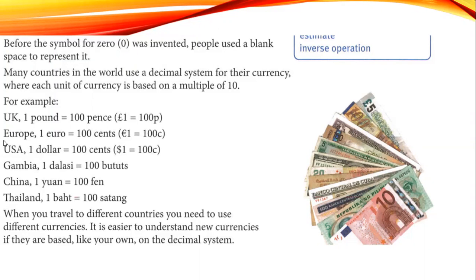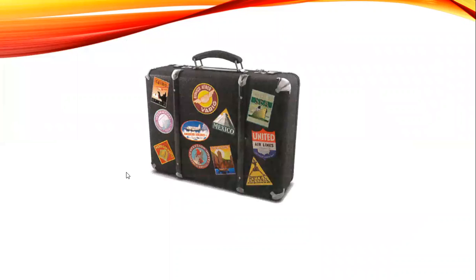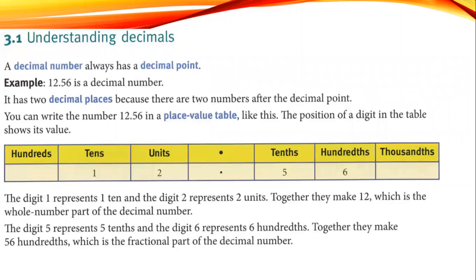Okay, so in the UK 1 pound is equal to 100 pence. Here 1 euro is equal to 100 cents, $1 is equal to 100 cents, and in Saudi Arabia 1 riyal is equal to 100 cents. Okay, here is the page where he mentioned the different currencies and different countries' logos.